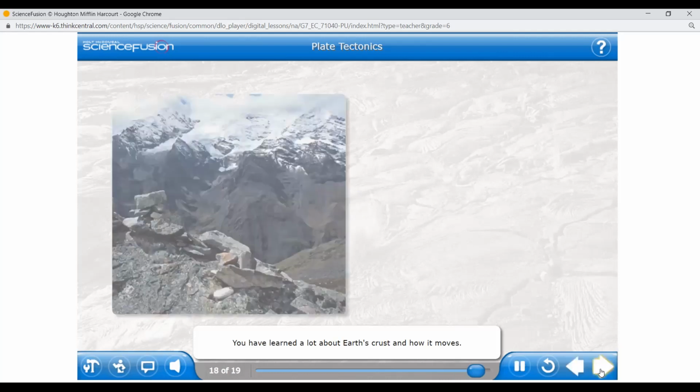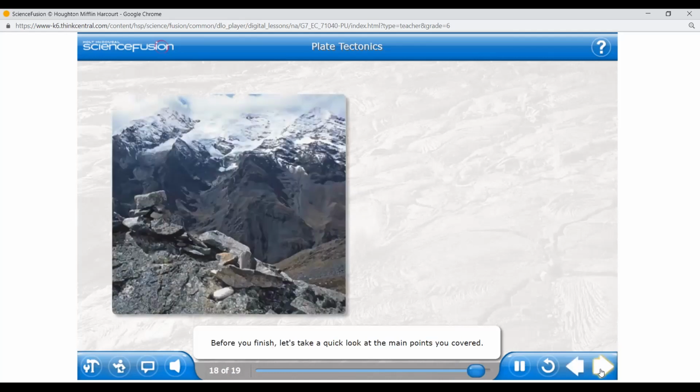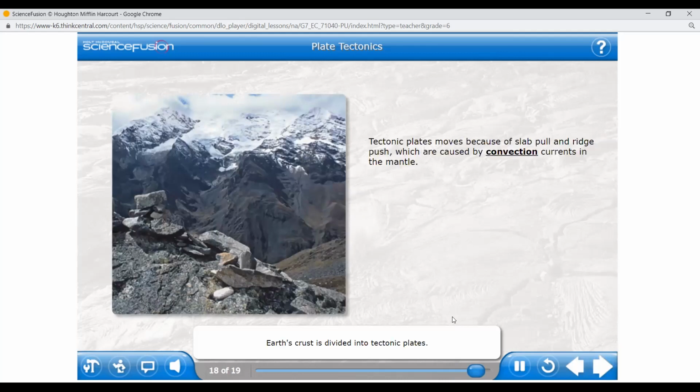You have learned a lot about Earth's crust and how it moves. Before you finish, let's take a quick look at the main points you covered. Earth's crust is divided into tectonic plates. These plates are constantly moving because they are pulled by the processes of slab pull and ridge push. These forces are due to convection currents within Earth's mantle. The continents move because they are part of these moving plates.